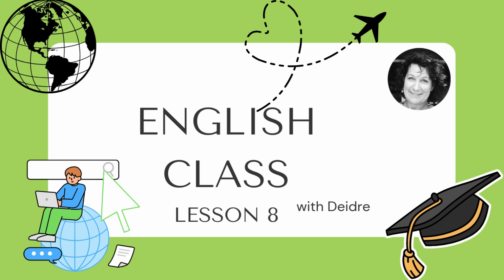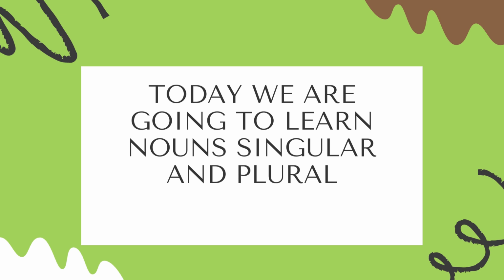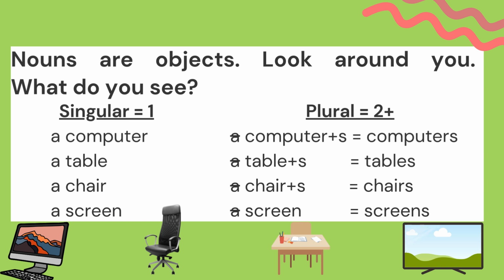Welcome back. This is class 8, and today we're going to be talking about nouns. And nouns are the things around you that you can see and you can touch. They're objects. So if you look around you now, what do you see?